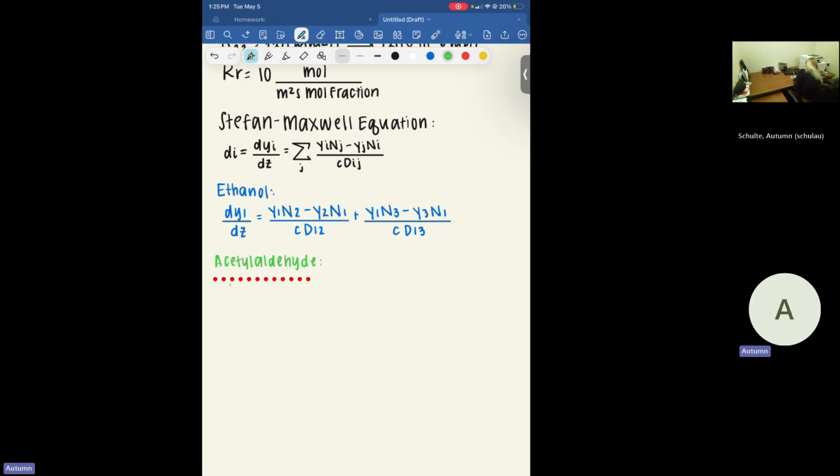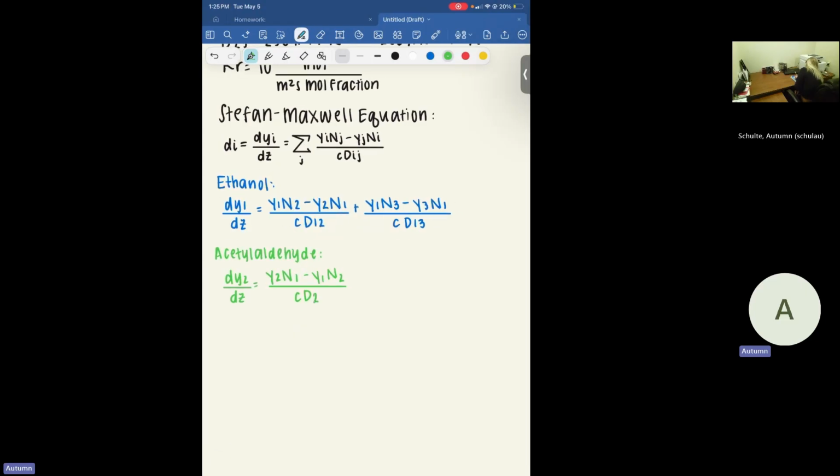So this is going to be the derivative of our mole fraction of acetaldehyde with respect to our position Z. And this is equal to the mole fraction of acetaldehyde multiplied by the molar flux of ethanol minus the mole fraction of ethanol multiplied by the molar flux of acetaldehyde, divided by our overall concentration and our diffusion coefficient of acetaldehyde through ethanol, plus the mole fraction of acetaldehyde multiplied by the molar flux of hydrogen minus the mole fraction of hydrogen multiplied by the molar flux of acetaldehyde, divided by our concentration and our diffusion coefficient of acetaldehyde through hydrogen.